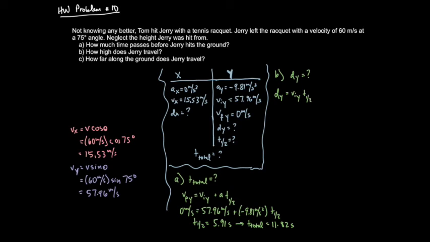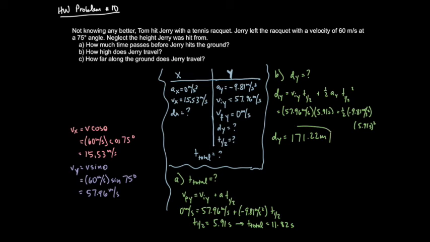Alright, part B, this time asking for how high, so that's a vertical distance dy. So we're focusing on just our vertical components. And once you plug and chug, you can use the half time, because that's the time it takes to go from bottom to top to the peak. Don't use the total time, just make sure you don't do that. And you should get that dy is equal to 171.22 meters.